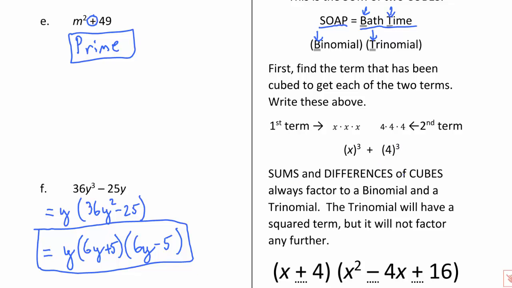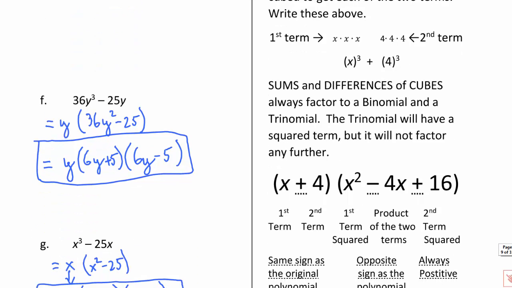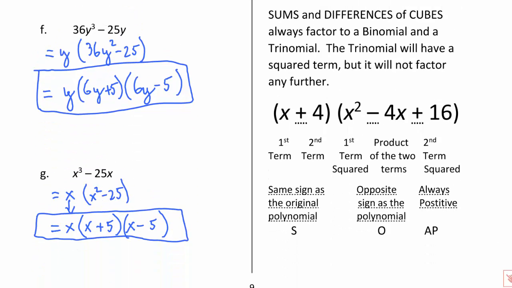So sums and differences of cubes always factor to a binomial and a trinomial. The trinomial will have a squared term, but it will not factor any further. If it could, why would we use this formula, right? So, because it can't, we know that it will be completely factored then, as long as you don't have any common factors to begin with. Okay, so here's what it looks like.